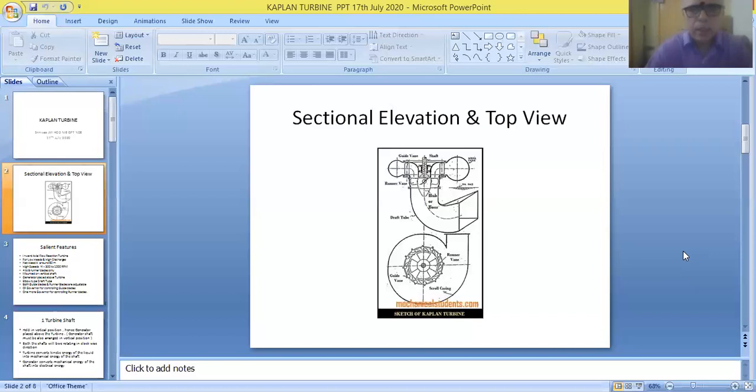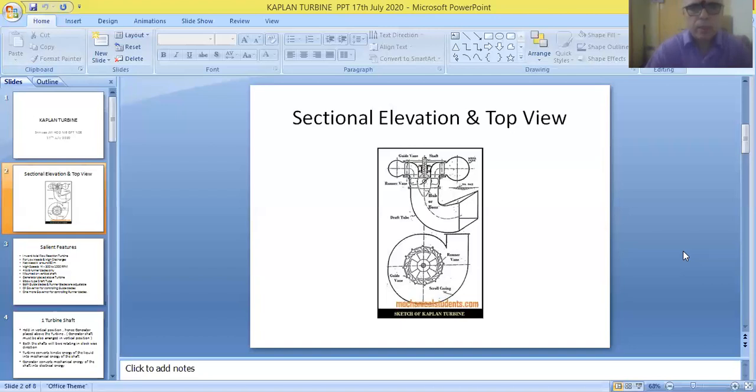And finally, as mentioned just now, the outlet pressure of the runner will be less than atmospheric pressure. That means negative pressure will be developed at the outlet of the runner. So therefore, a draft tube is very essential for operating this turbine. So as a whole, it is called an inward axial flow reaction turbine.